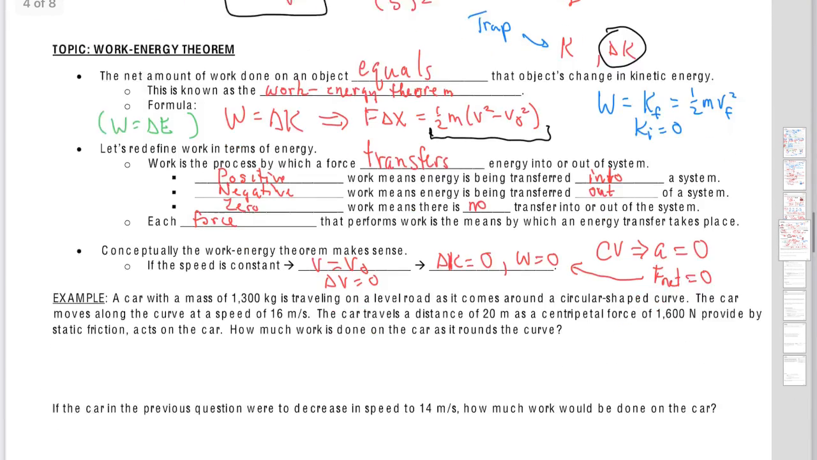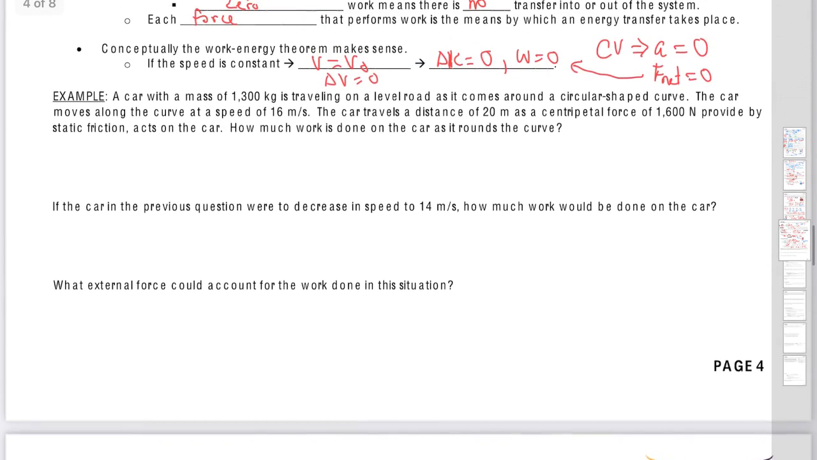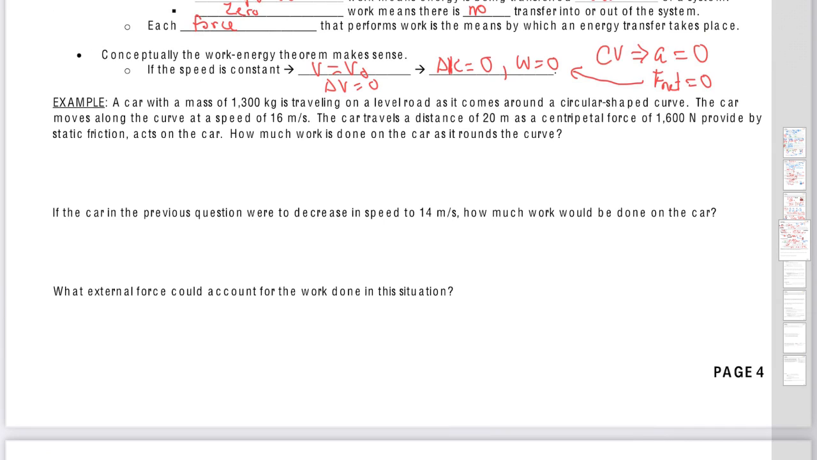So here are just a couple example problems around this work-energy theorem. Or actually just one example problem here, broken up into 3 parts. A car with a mass of 1,300 kilograms is traveling on a level road as it comes around a circular shaped curve. The car moves along the curve with a speed of 16 meters per second.